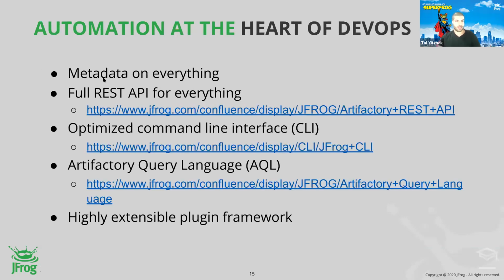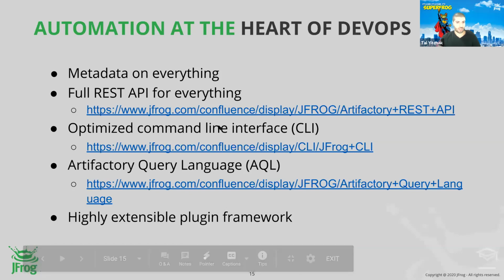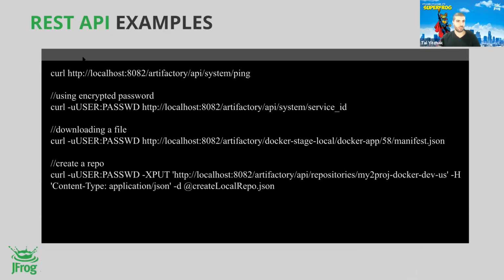The full REST API, the CLI and the Artifactory query language are all documented here, and I want to jump into the examples, and I will run this in a second. Running the curl command, you can receive information on whether Artifactory is available. This one does not require credentials, but once you start running any REST API commands, make sure you are using the username and password. The password can be the API key.